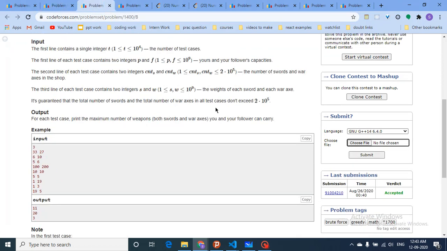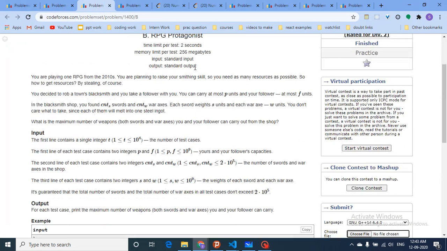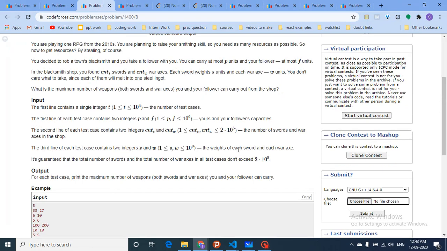Now move on to the second question. This is also one good question. Come to this line also. This line says that the total number of elements in all the test cases doesn't exceed 2 into 10 to the power 5. As you can see, it is 2 into 10 to the power 5. So what does this mean? You have to do this in O of n.